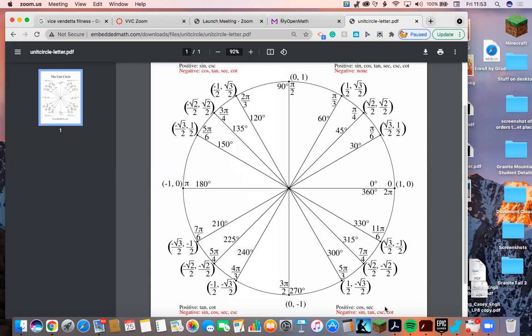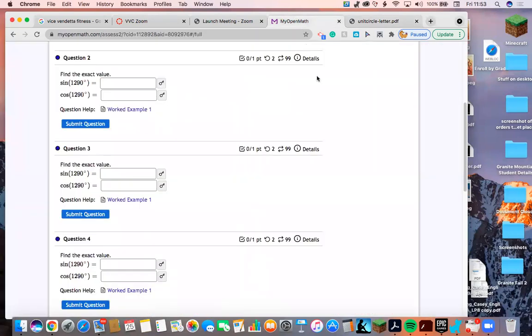Oh, I'm still annotating things. Okay. Boom. All right. Now, next thing.